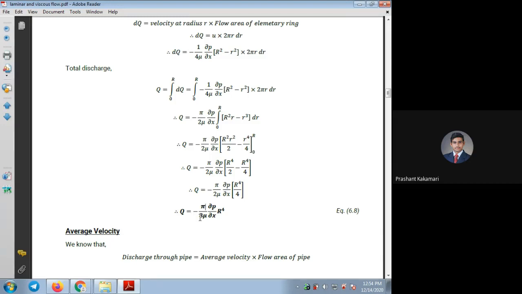Until now, in flow measurement, you have taken area and velocity directly. But here we are considering the viscous effects, assuming the flow is laminar, and there is some pressure difference along the flow. In such situations, how is the discharge measured? Discharge is minus pi by 8 mu dp by dx into capital R raised to 4. This is the total discharge equation for a laminar viscous flow, found again by considering the area and velocity of the flow in terms of viscosity and pressure difference.